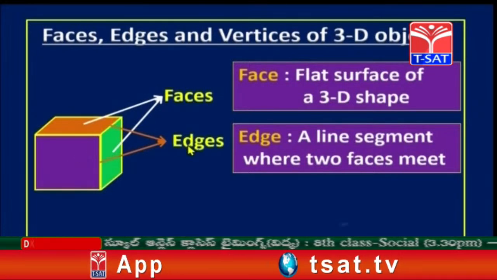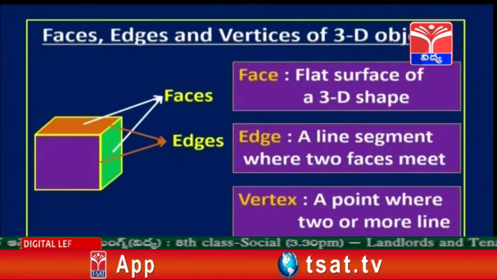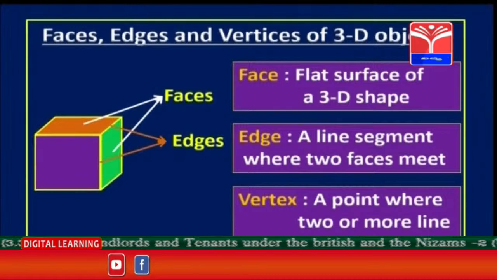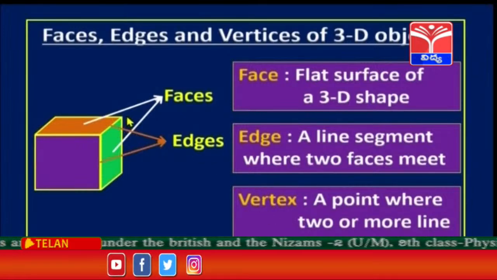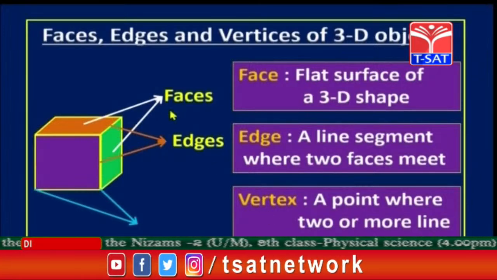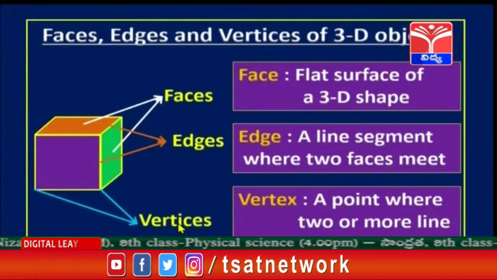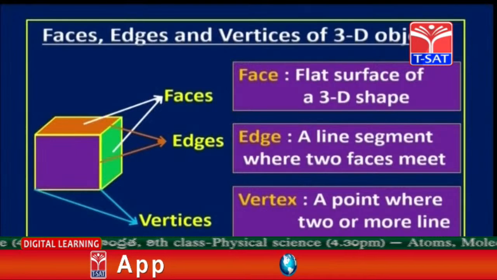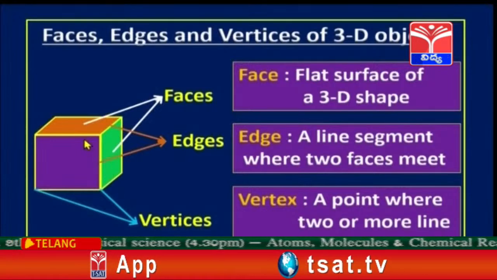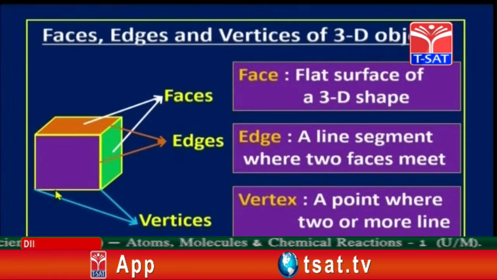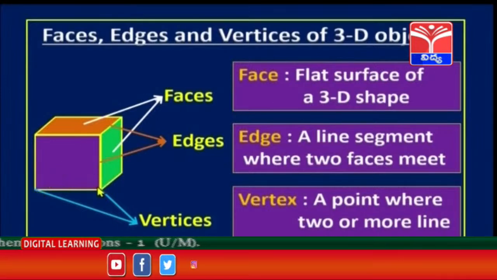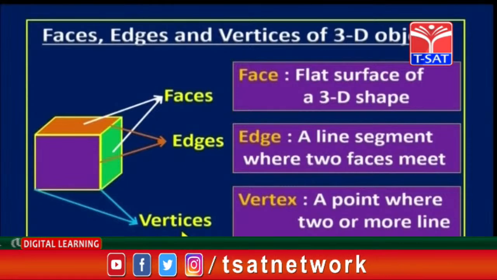Now let us understand what is a vertex. A point where 2 or more line segments meet. See here, line segments are nothing but edges, children. So here I am taking 2 points, and we call them vertices. Children, if it is 1 point, we call it a vertex. If it is more than 1 point, we call them vertices. See children, here you can observe 2 line segments are meeting at this point. 3 line segments are meeting at this point, so we call them vertices.